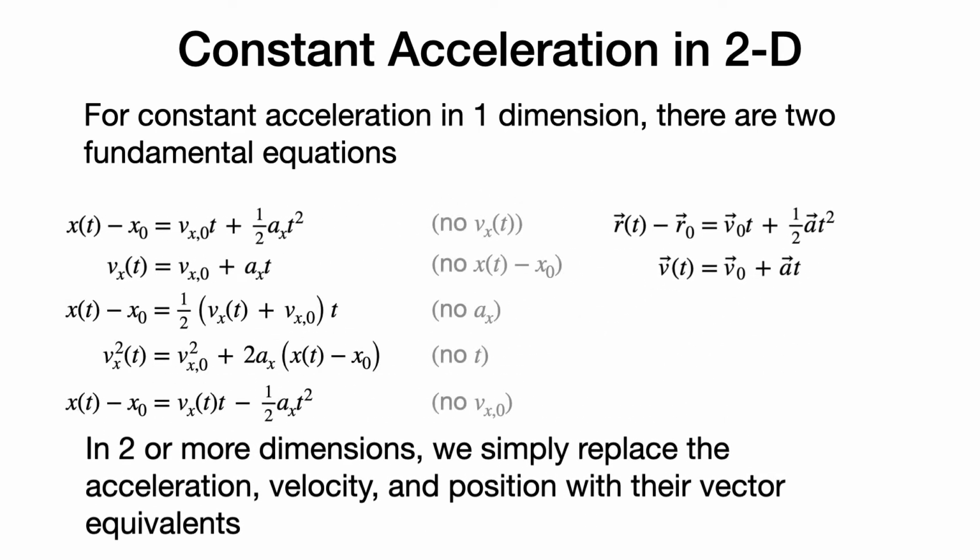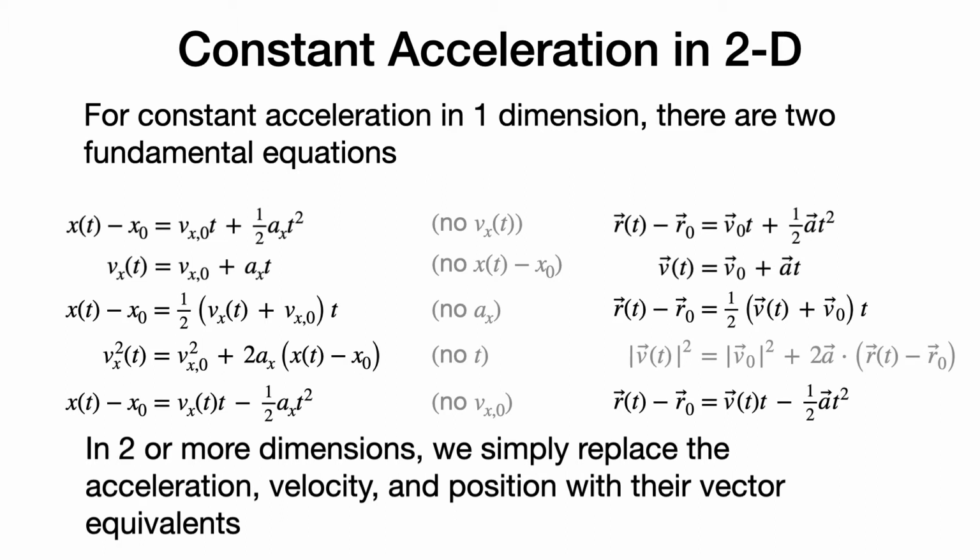Now, you may recall that in addition to the two fundamental equations in one-dimensional motion with a constant acceleration, there were three additional equations we could derive by eliminating either the acceleration or the time or the initial velocity from the first pair of equations. Well, not surprisingly, we can do a similar thing for motion in two dimensions with a constant acceleration.